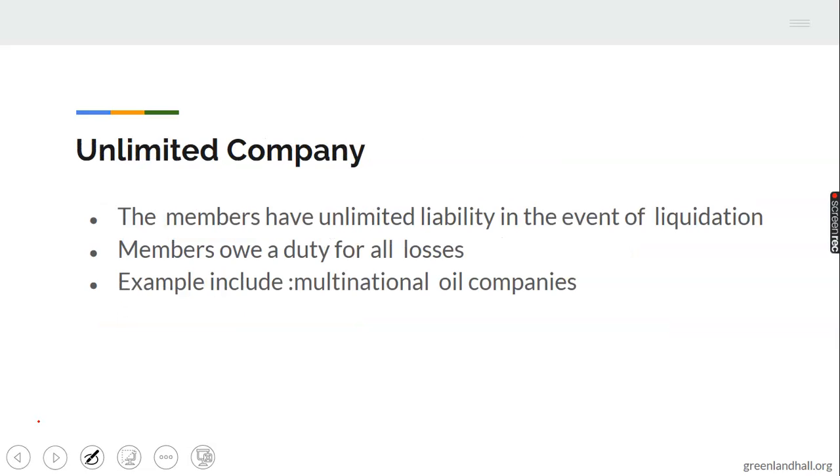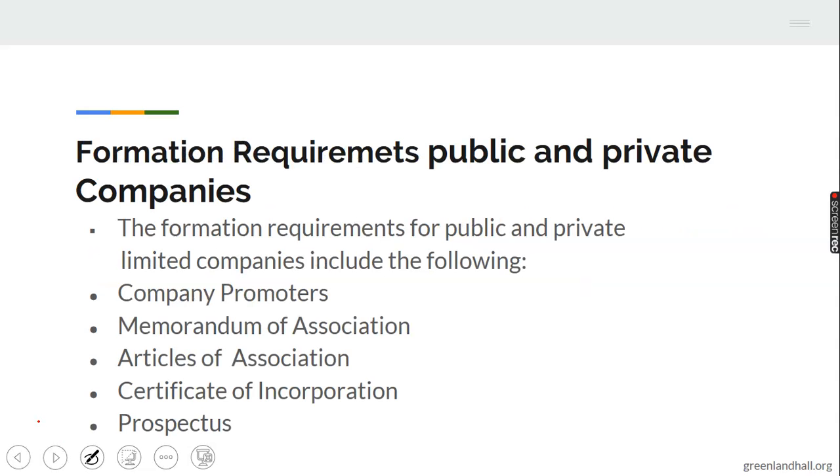Then we have the unlimited company. This type of company is the one in which the members have unlimited liability. In the event of its folding up or liquidation, members owe it a duty for all losses. That is, they cannot run away from the losses of the company. So it can go beyond the amount of money that they've invested. It can go beyond the amount or the volume of shares that they hold. Examples include multinational oil companies. So they are examples of unlimited company.